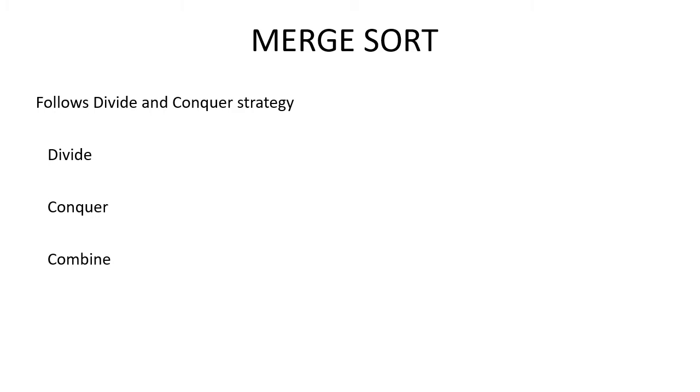First, we divide the entire list into n sublists. After that, we recursively call this sorting on the sublists till we get only one element in each sublist, and after that we combine, meaning merging of the sublists into one single list, and that single list should be a sorted list. Okay.